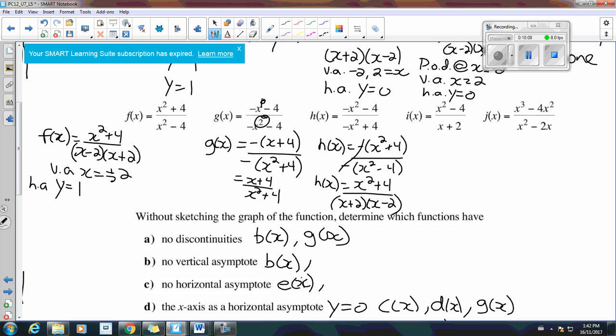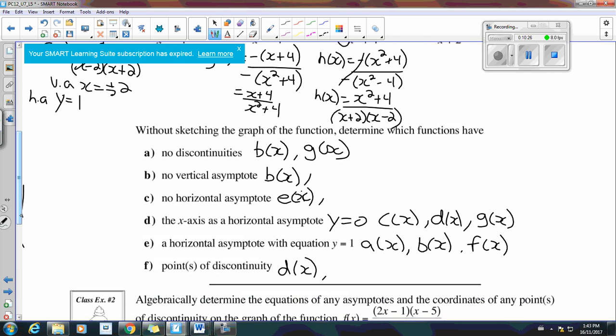There's no points of discontinuity. We can't cancel anything out. So let's just look at the horizontal asymptotes. The degrees are the same, so we need to divide the leading coefficients. Whether you divide from the original, -1 divided by -1, or from the simplified +1 divided by -1, we still get a horizontal asymptote of 1. So that is H.